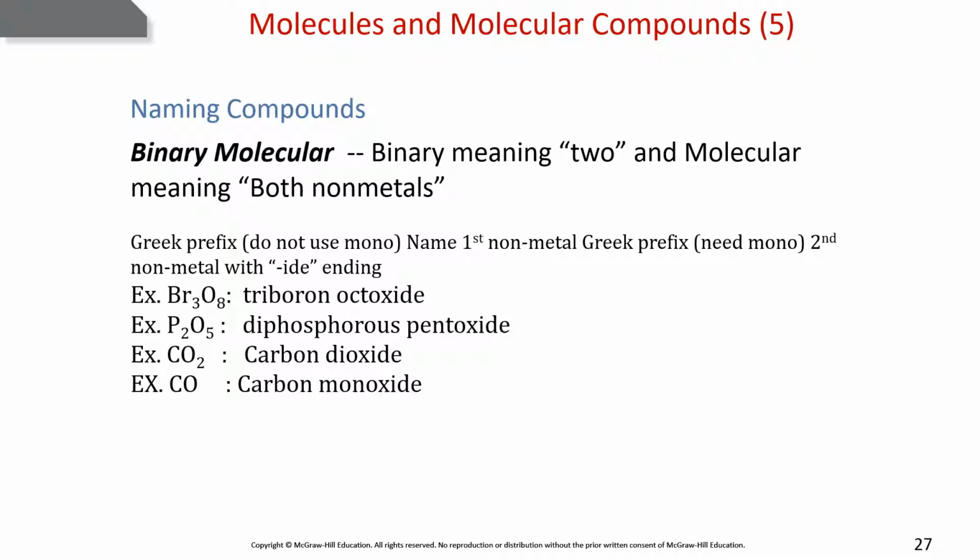So if I go to the second one, P2O5, I have two, so I need di in the name. Diphosphorus, di meaning two, diphosphorus, penta meaning 5, oxide. Carbon dioxide, note I did not use a mono because mono is not used on the first nonmetal. It's only used with the second nonmetal, the second part of the name, as in carbon monoxide. You'll note it's not monocarbon monoxide, it's just carbon monoxide.